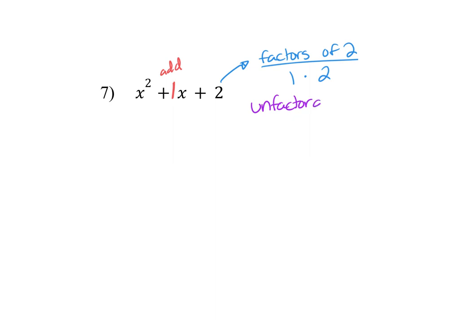unfactorable, that means I cannot write this in intercept form. So I'm just going to go ahead and graph it in standard form, which is fine. We have done that before as well, okay?